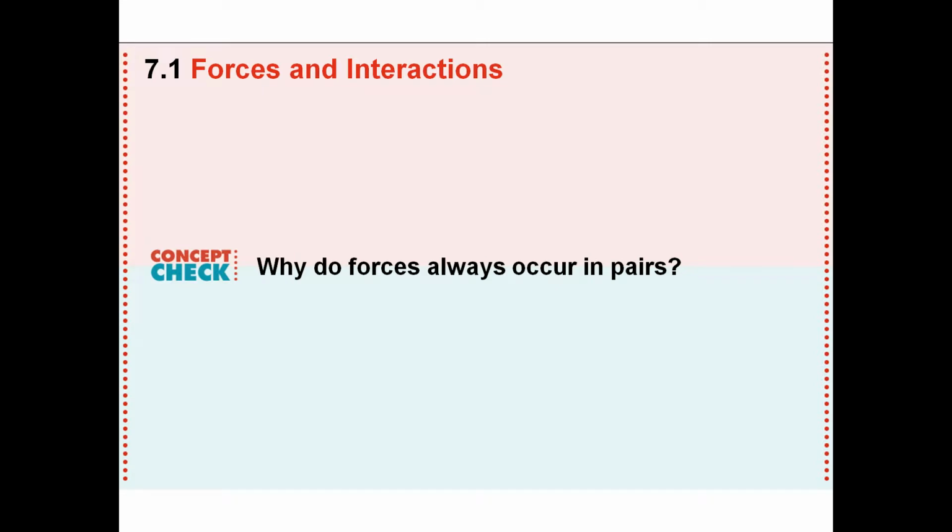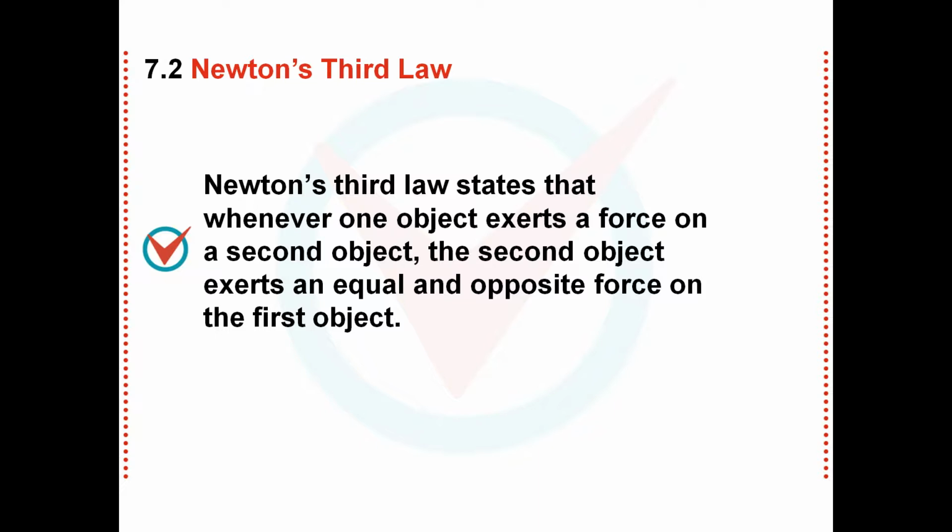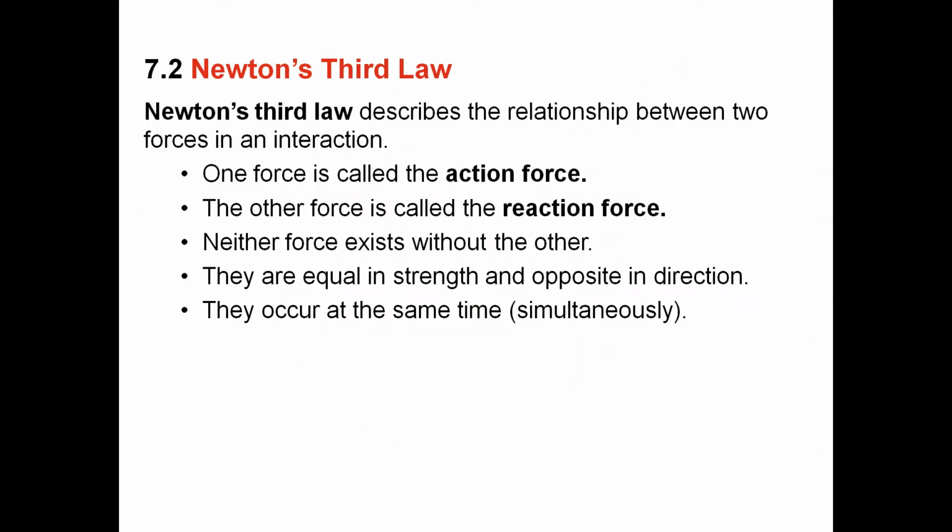Why do forces always occur in pairs? Newton's third law states that whenever one object exerts a force on a second object, the second object exerts an equal and opposite force on the first object. Newton's third law describes the relationship between two forces in an interaction. One force is called the action force. The other force is called the reaction force. Neither force exists without the other. They are equal in strength and opposite in direction. They occur at the same time, simultaneously.